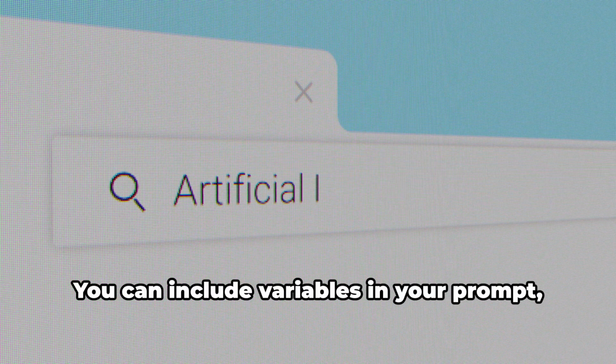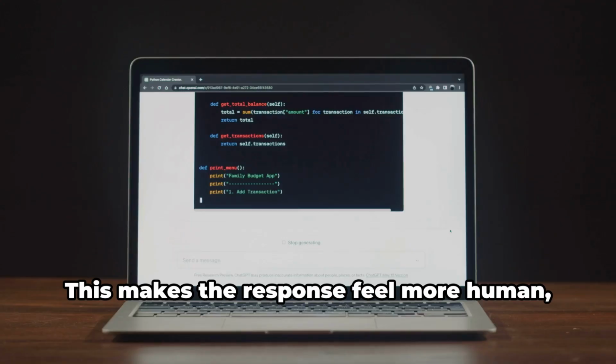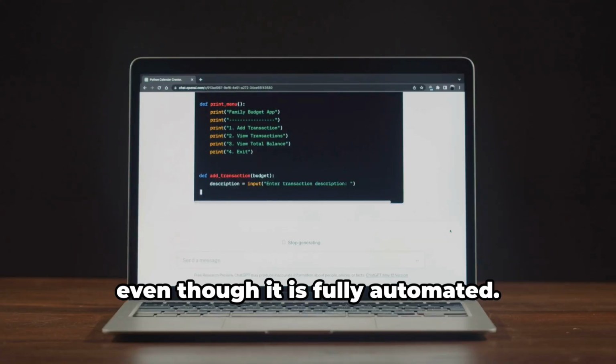You can include variables in your prompt, like the person's name or company. This makes the response feel more human, even though it is fully automated.